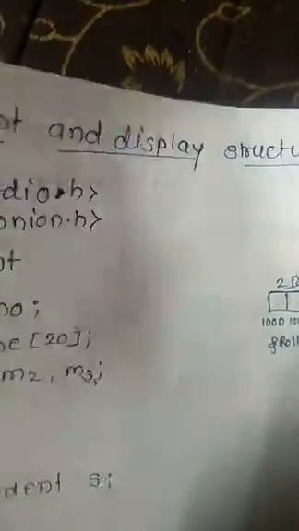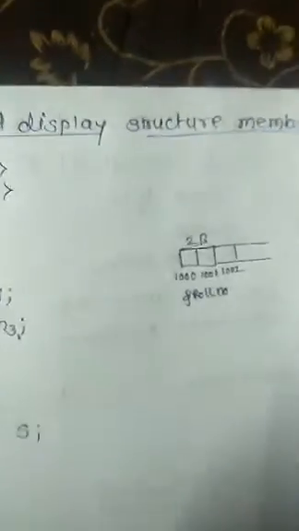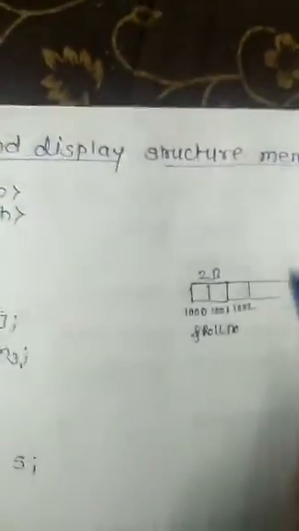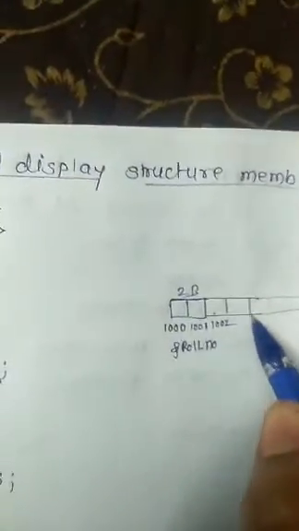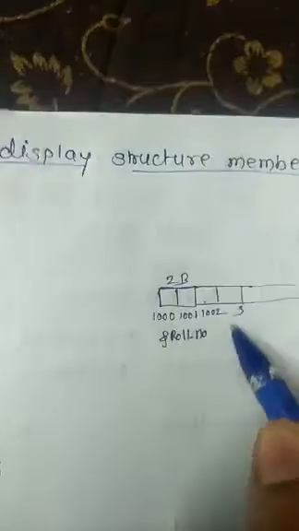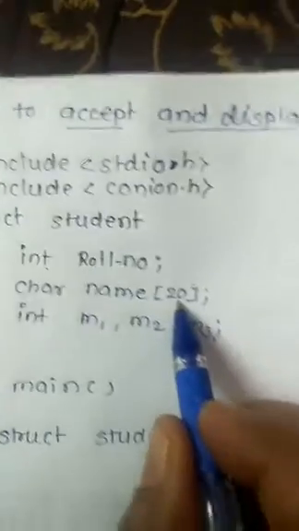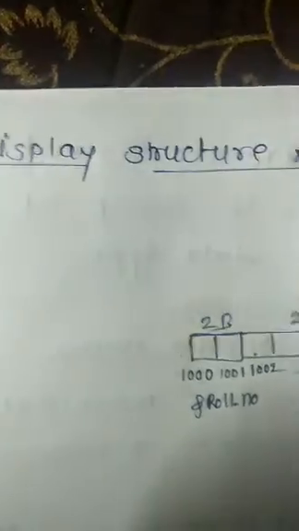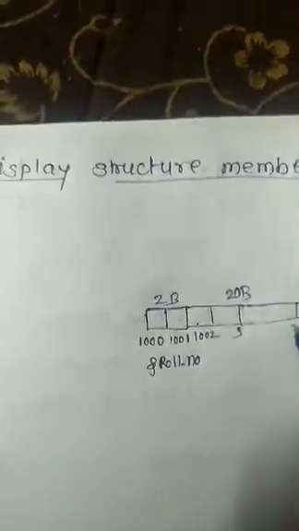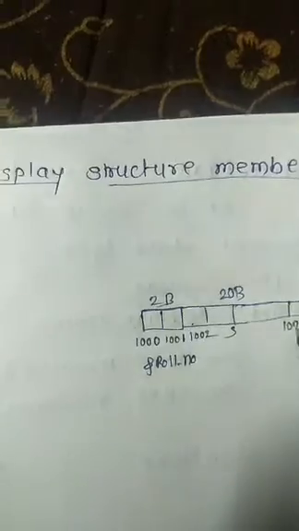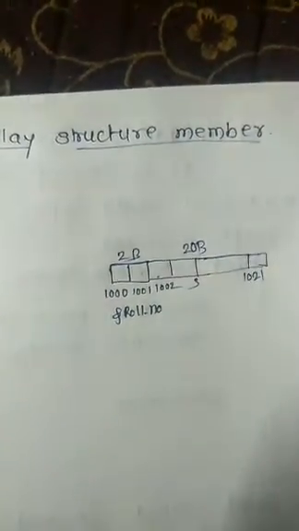The character array starts from the next address location, so 1002 is the first address location for this character array. How many characters are here? 1002 is my first location, 1003 is my next location. We reserve 20 locations here, because this character array is declared with 20 characters. So 20 bytes are reserved, and the last address location is 1021. Got it? This is my last address location.